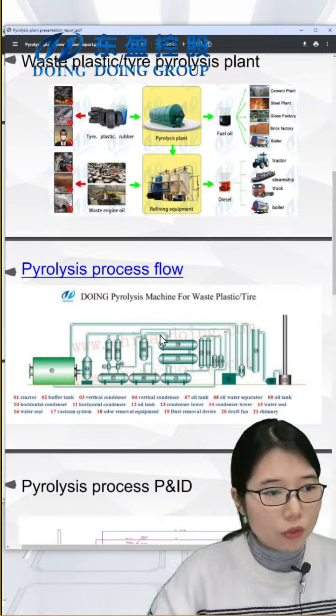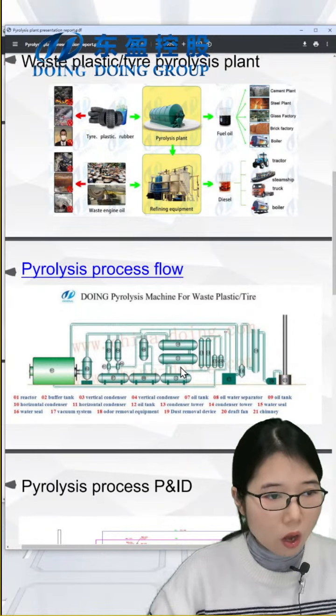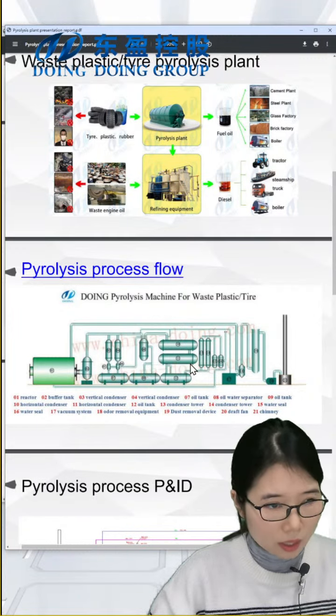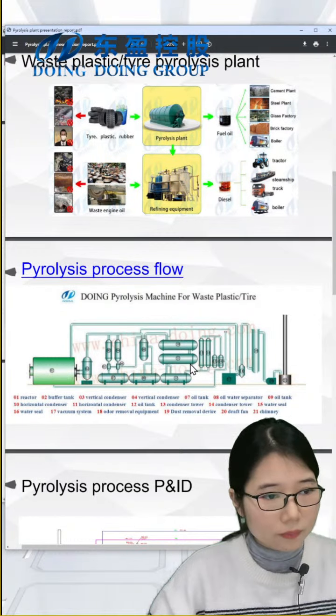Then the oil gas will go through the third cooling step. We have 2 horizontal condensers. So most of the oil will be cooled down here and collected in the third oil tank. And most oil gas will be cooled down into liquid oil after the 3 steps of cooling systems.